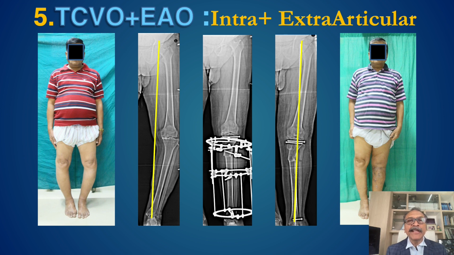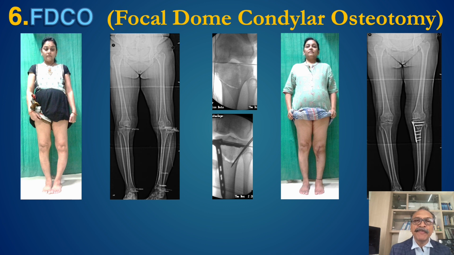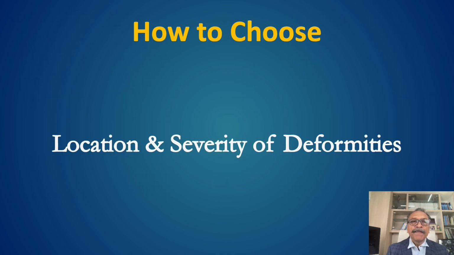When we need to correct really large deformities, which also have an intra-articular component, then we can add a second osteotomy, which is the TCVO with an extra-articular osteotomy, which I will be explaining briefly. And finally, an elegant solution which allows us to correct very large deformities, both of the intra-articular and extra-articular kind, in the tibia with a single osteotomy, which is the focal dome condylar osteotomy. So how do we choose which one?